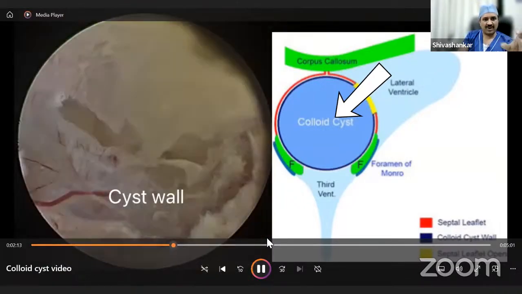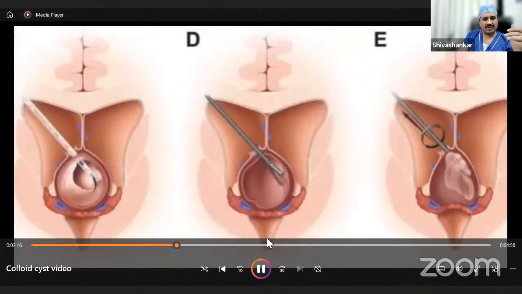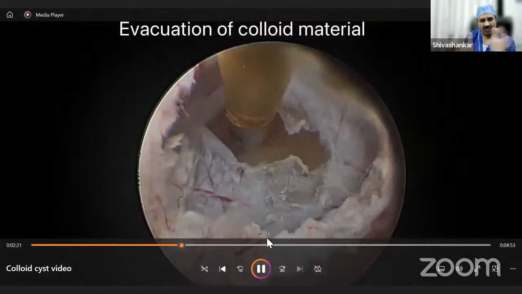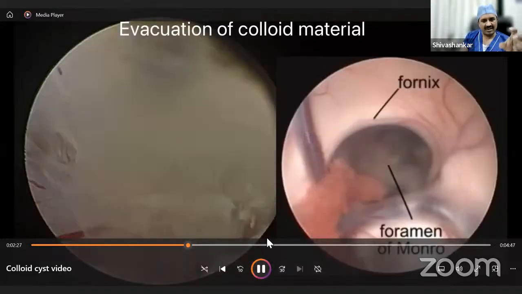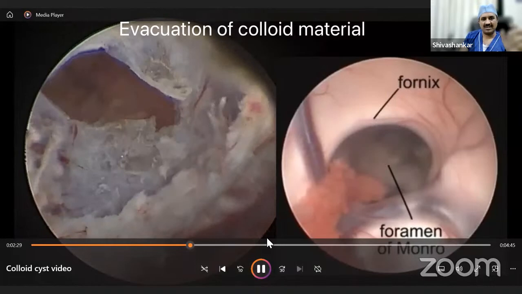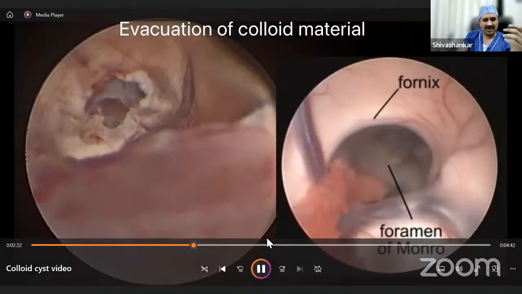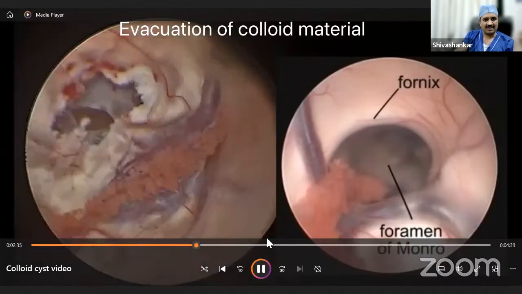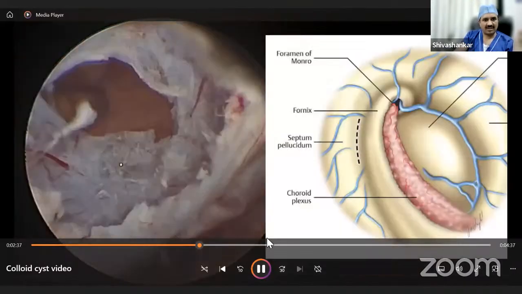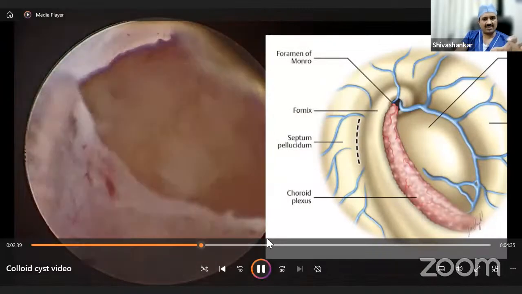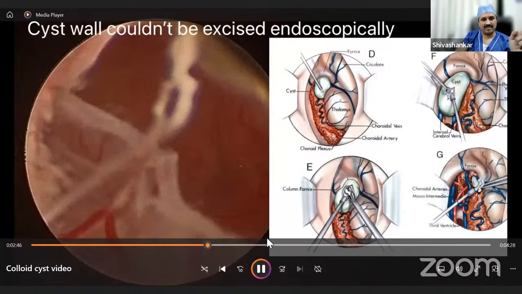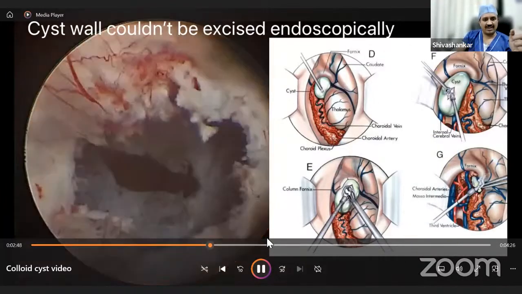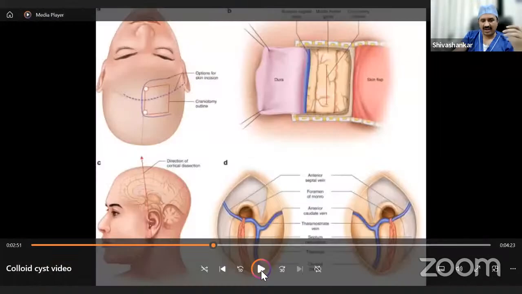This thin wall, but the cyst was quite large. So this is how we evacuate the content, and once the content is evacuated, the cyst wall falls and it becomes easy for dissection. This particular case had a lot of concretions, solid concretions, which are not easily evacuated using this suction here. And this is the anatomy. These are the concretions in the colloid cyst. That is a large cavity. After evacuating, you can see the sac very well here, and then we gradually take out the cyst wall. I could not take it out endoscopically.